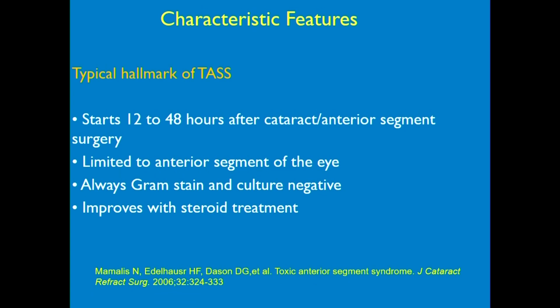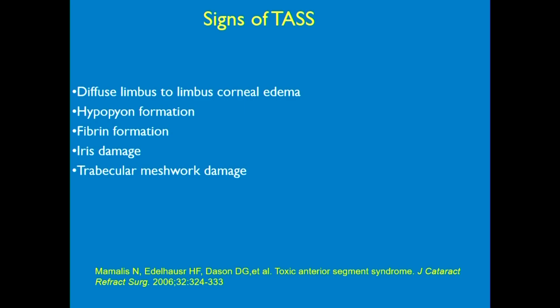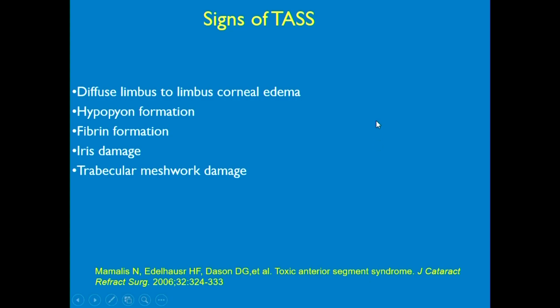What are the hallmarks of TASS? The typical hallmarks are that it starts almost immediately. Within 12 to 48 hours after surgery, you would see inflammation. It is limited to the anterior segment of the eye. It is always gram and culture negative, and it improves with steroids. You'll normally see diffuse limbus to limbus corneal edema. There could be hypopyon formation, fibrin formation, iris damage, and trabecular meshwork damage.